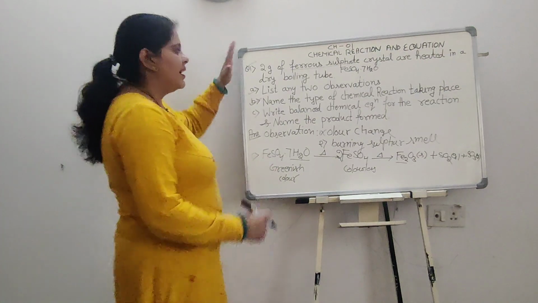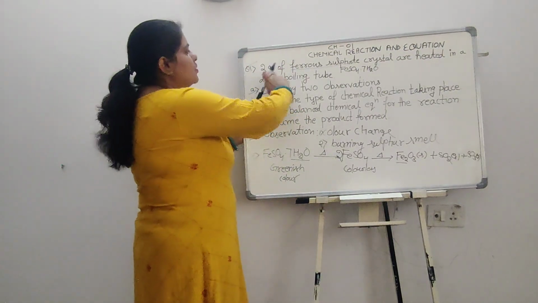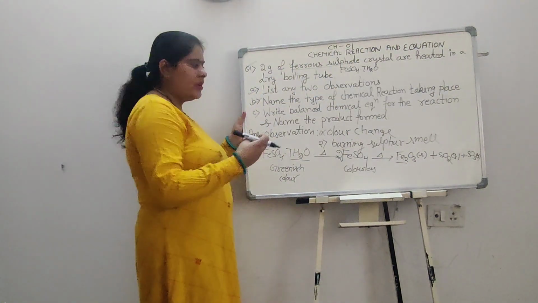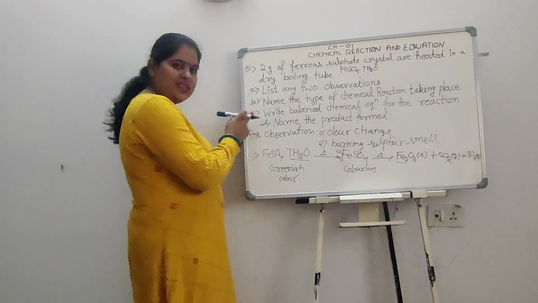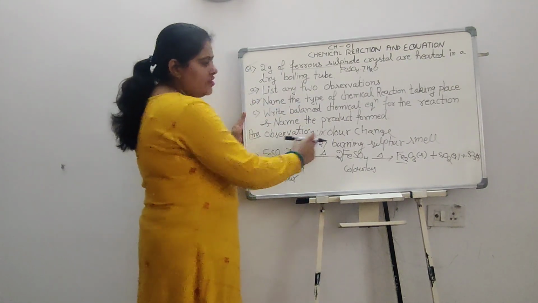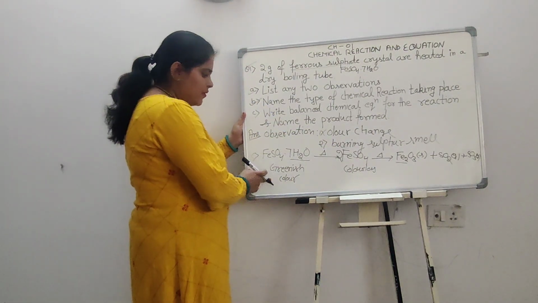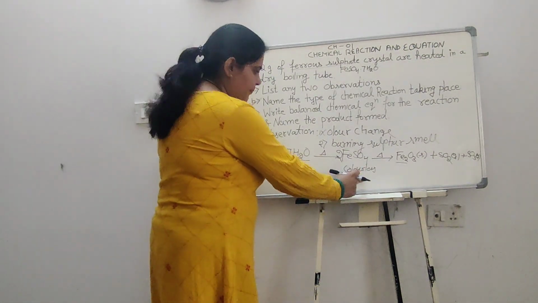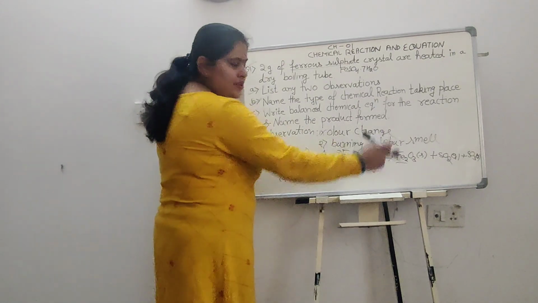Now let's repeat this statement. Given to you is: 2 gram of ferrous sulfate crystals are heated in a dry boiling tube. You are heating ferrous sulfate, so what will you observe? First observation is there is a change in color, from greenish to colorless. After that, another observation is burning sulfur smell.